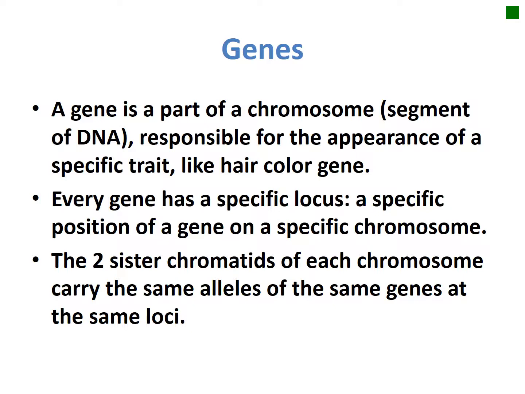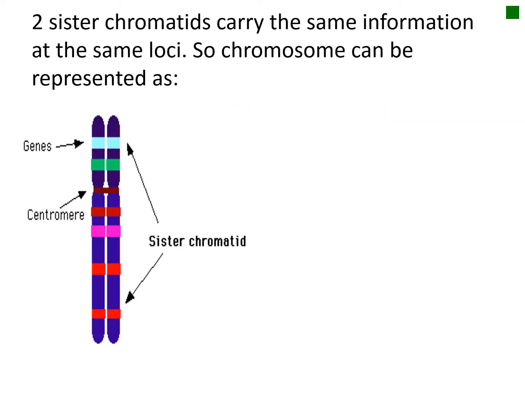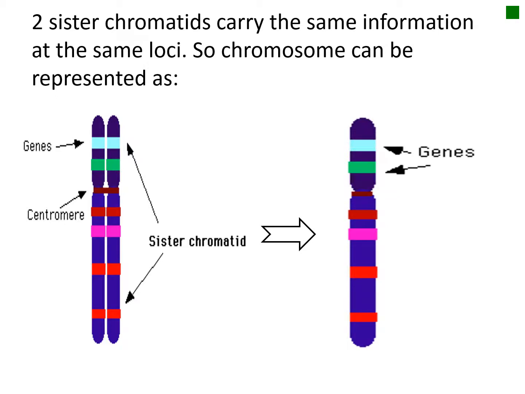Every gene has a specific locus, meaning that a specific position on a specific chromosome corresponds to a gene. So the two sister chromatids of each chromosome carry the same alleles of the same gene at the same loci. This is two sister chromatids. They carry the same information at the same loci, so the chromosome can be represented as one, like this one.